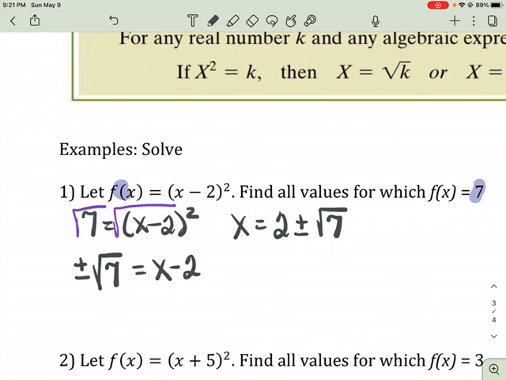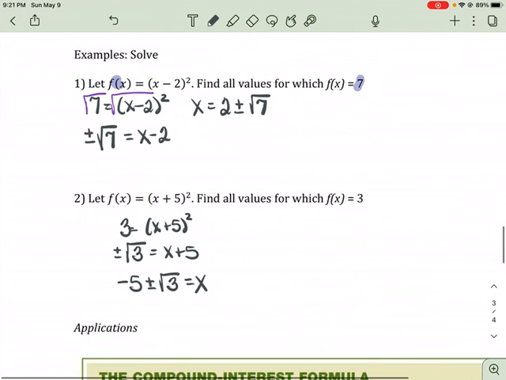Oh, I am so sorry. Okay, let's try this one. We're going to square root both sides. We get -5 plus or minus the square root of 3.